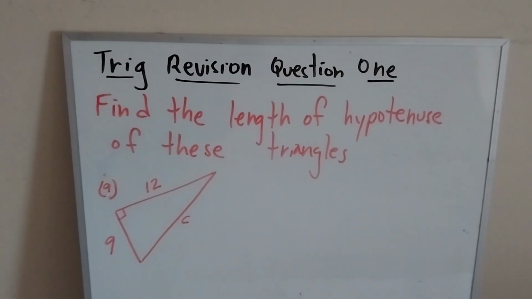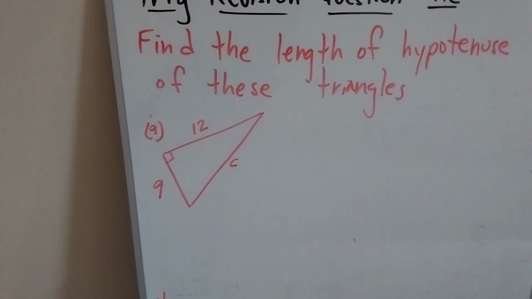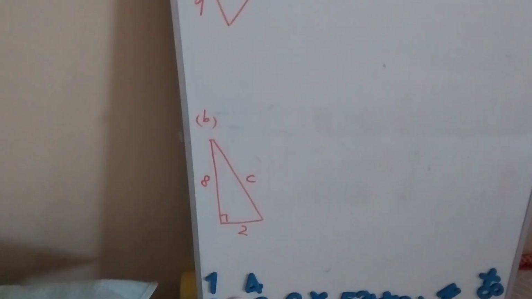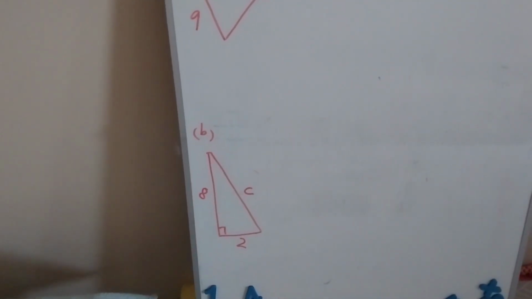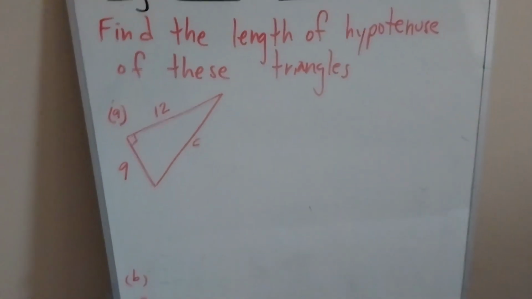Find the length of the hypotenuse of these triangles. That's the first triangle. We have to find the length of the hypotenuse, which has been labeled as C. And there's the second triangle, and the hypotenuse is labeled as C. The other two sides are 8 and 2. Now we start with the formula. So let's look at the first one.